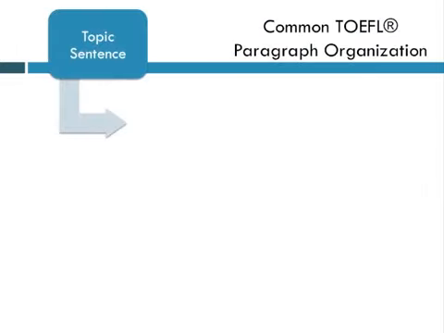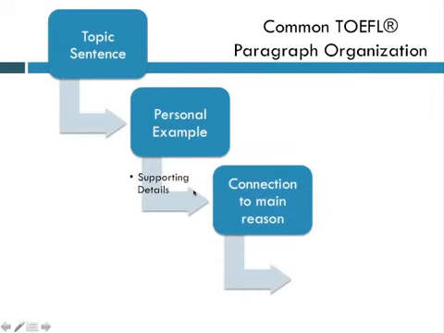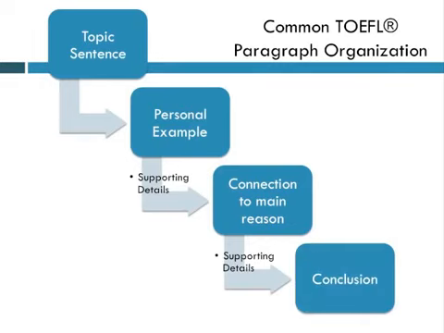Now, in terms of the actual overall paragraph organization, especially thinking about the body, as we said before, we start with a topic sentence, and then notice that we probably will connect in some way to a personal example. And that personal example will provide some supporting details for what we're trying to say. Then we might want to consider connecting to the main reason, also including some supporting details. And then finally, the paragraph will have a conclusion.